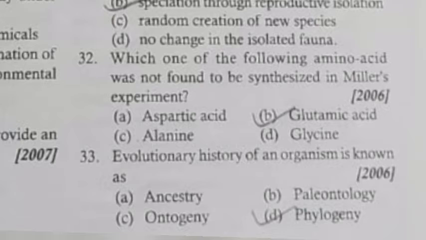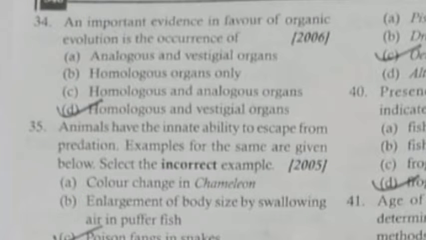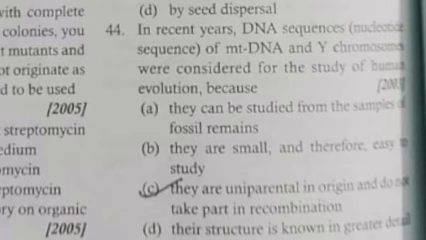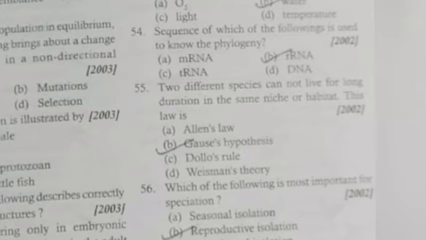Next is evolutionary history of an organism is known as, answer is phylogeny. Next one is an important evidence in favor of organic evolution is the occurrence of, answer is homologous and vestigial organs. Next one is in recent years the nucleotide sequence of mtDNA and Y chromosome were considered for the study of human evolution because they are uniparental in origin and do not take part in recombination. Next one is the sequence of which of the following is used to know the phylogeny? Answer is tRNA.